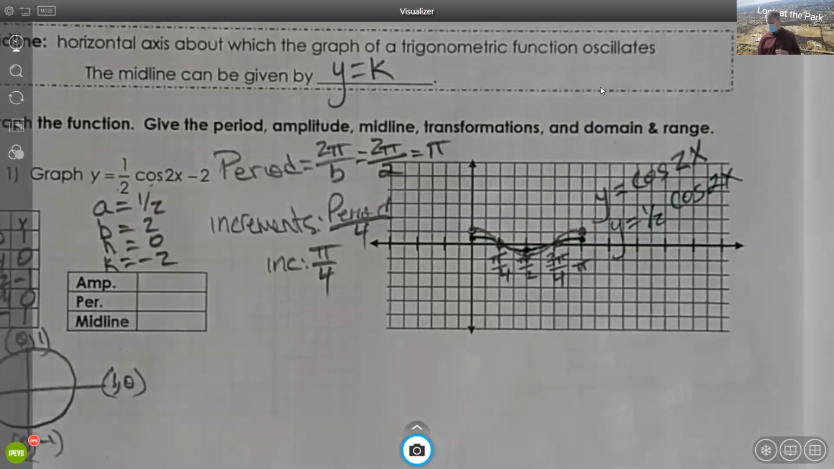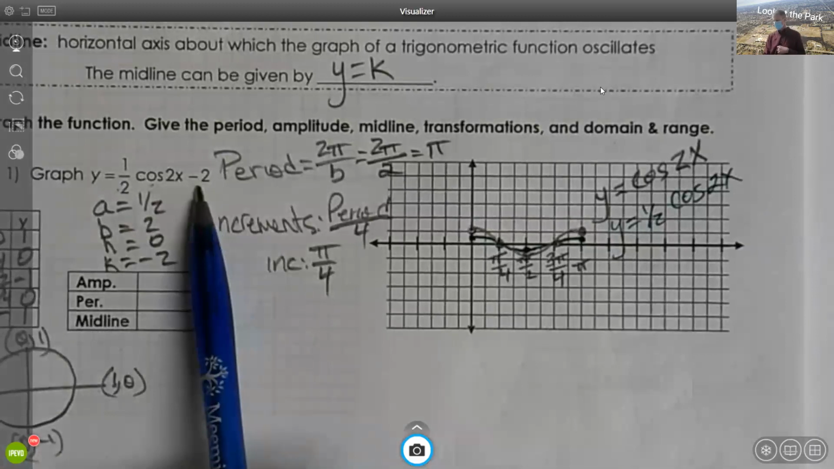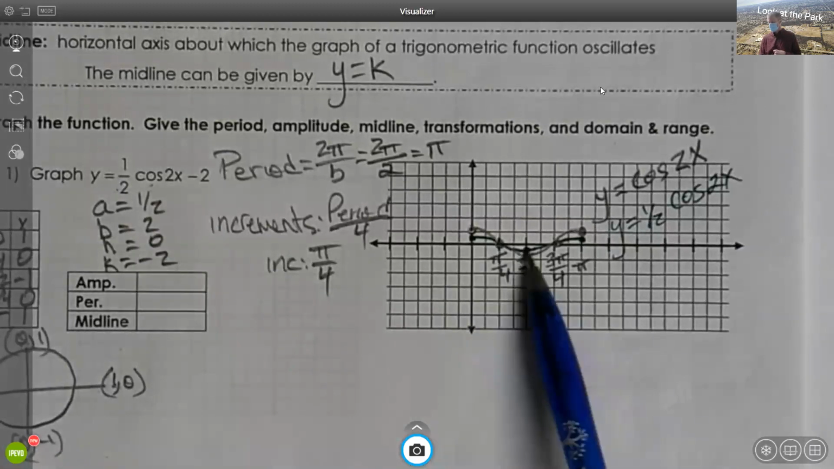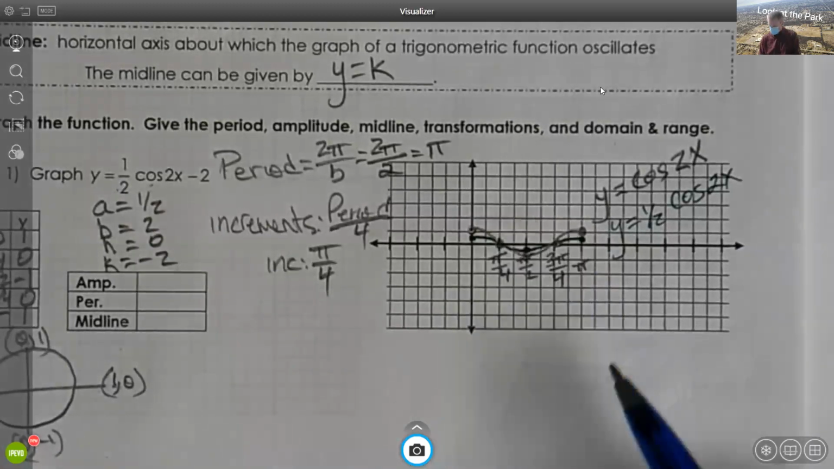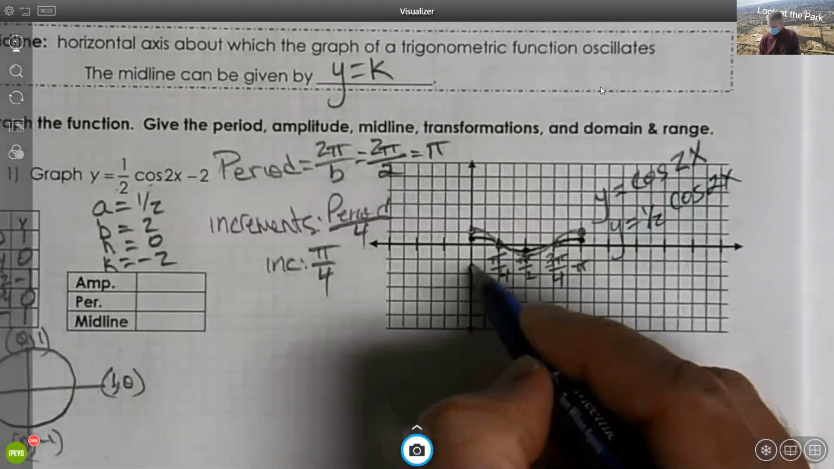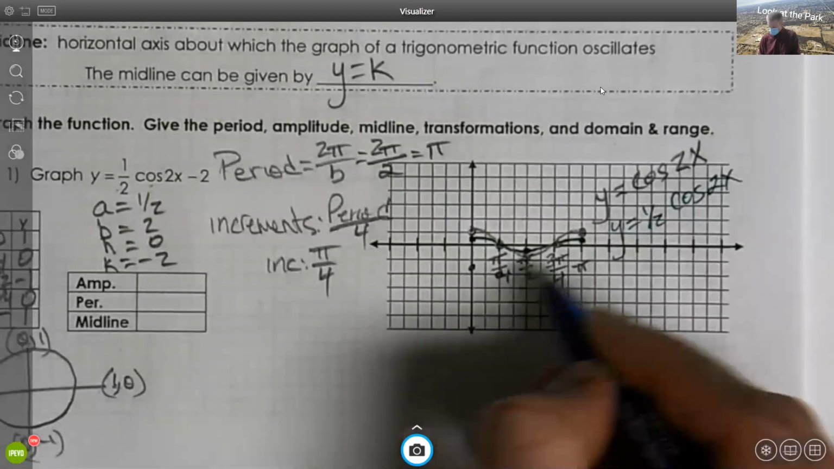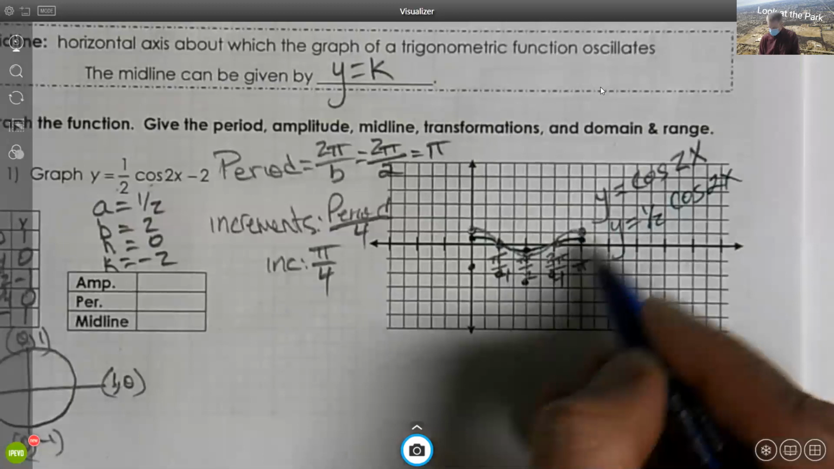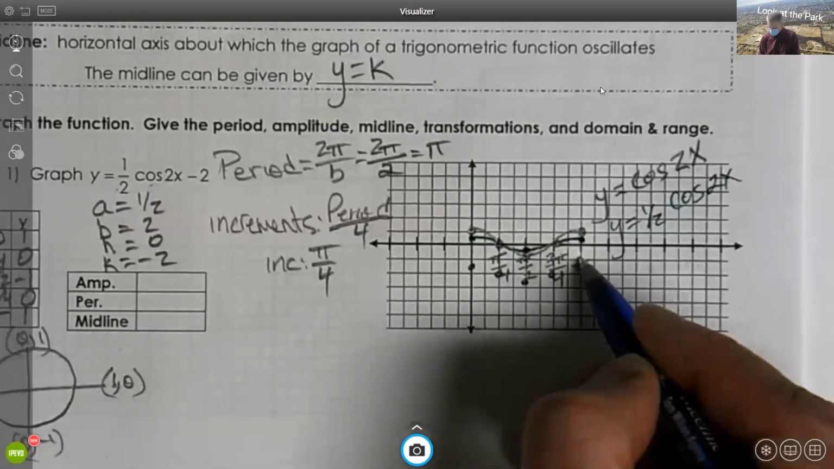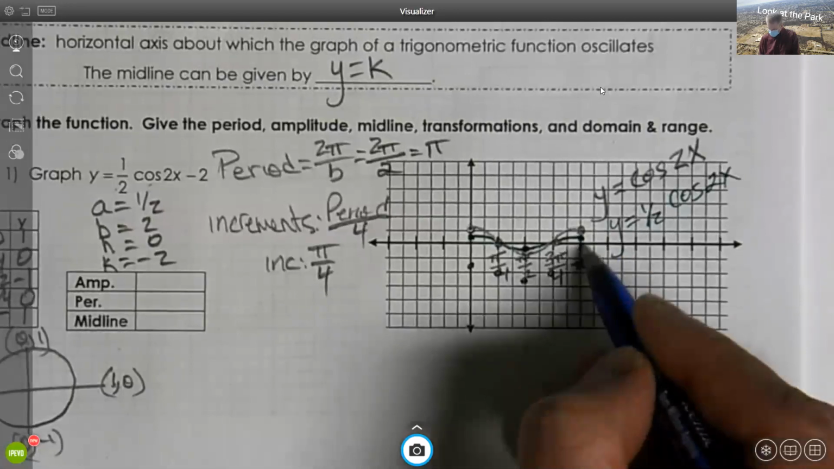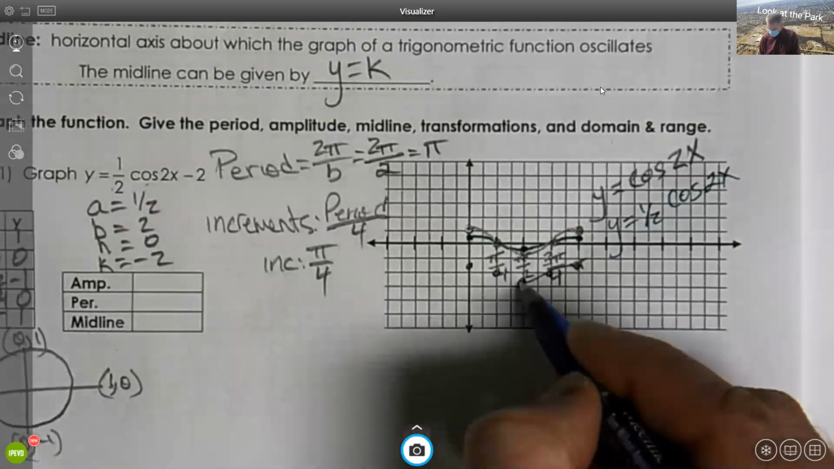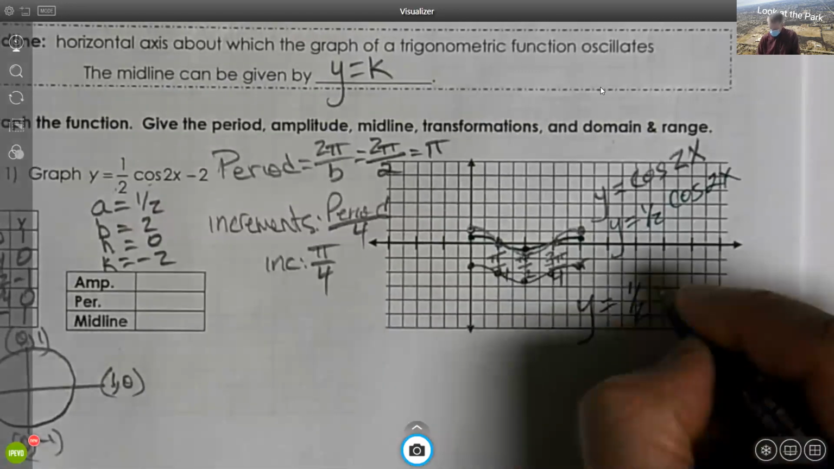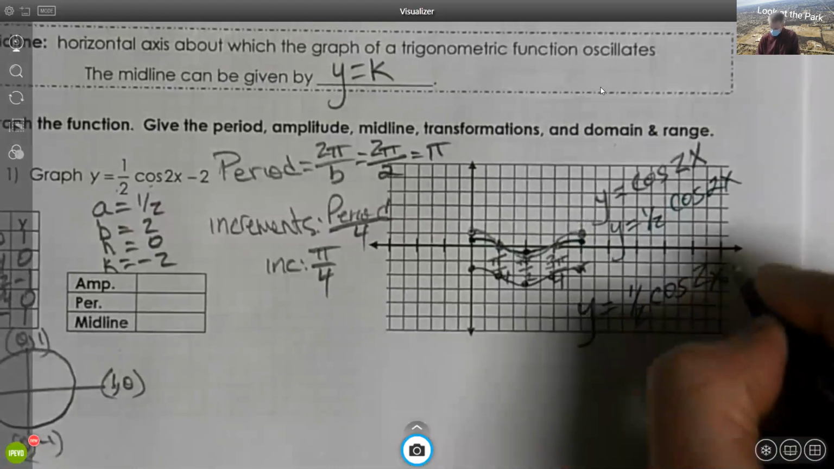And the last part we haven't looked at is the k value. The k value is -2. That means we're going to take all of our green dots and drop them down 2. So 1, 2, 1, 2, 1, 2, drop them down 2. And there's our graph, y equals 1/2 cosine of 2x minus 2.